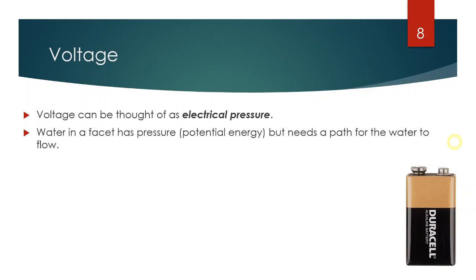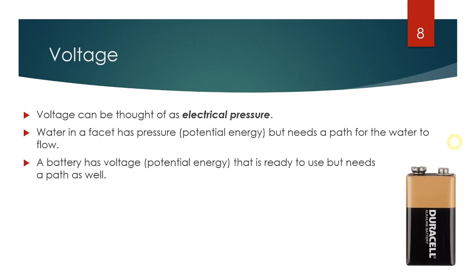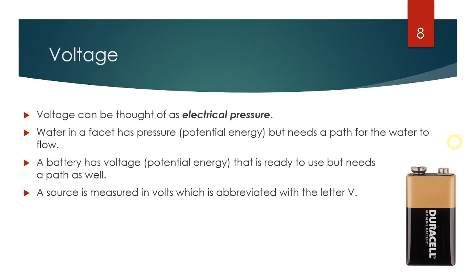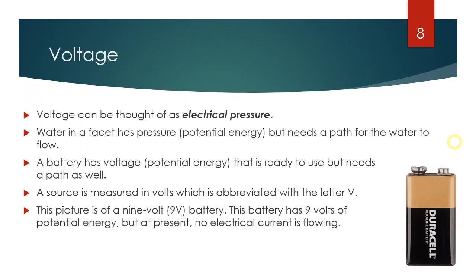So water in a faucet has pressure, potential energy that needs a path for the water to flow. Same for a battery. A battery has voltage, which is potential energy as well, that is ready to use, but it needs a path. The source is measured in volts, which is abbreviated by the letter V. So those are the units. And in this picture, everybody's pretty familiar with this. This is a 9-volt battery. So it has 9 volts of potential energy. But currently, if it's not in a circuit, that energy isn't being used. It's just being stored.